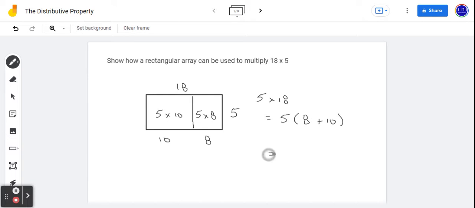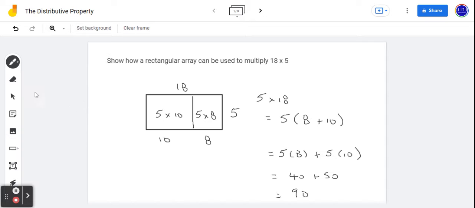Now I did mention in the array we're multiplying 5 by 8, and we're also adding on to that area a product of 5 by 10, giving us 40 and 50 for a sum of 90. So 5 multiplied by 18 is equal to a product of 90.